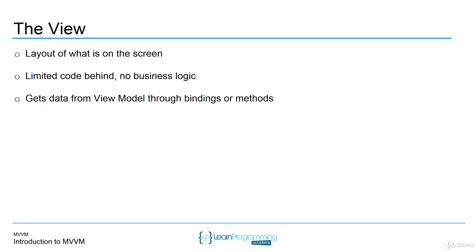And if you think about it, this makes sense because the MVVM pattern is supposed to make it easy for developers and designers to work together. So the designers could focus just on the view, just on XAML, and not think about the logic behind it. And the view is going to be getting its data from the view model through bindings or methods. And we've already been working with both so far.